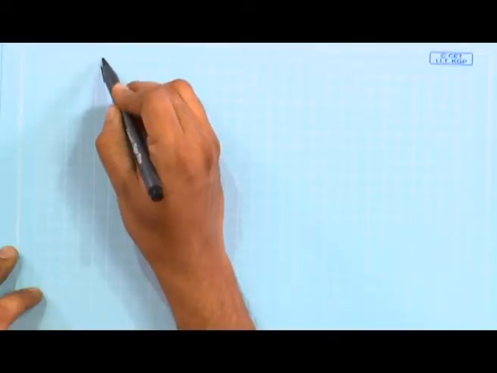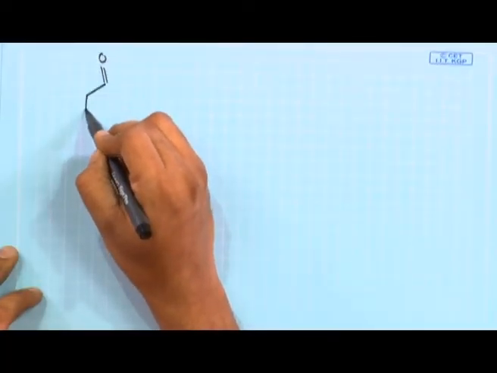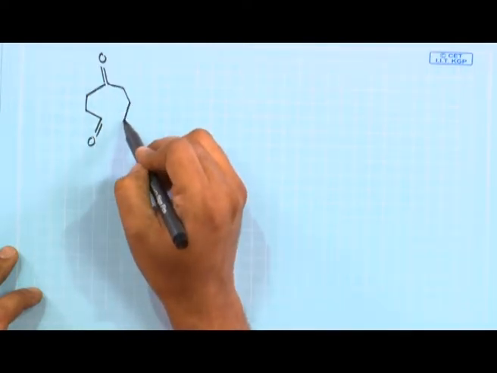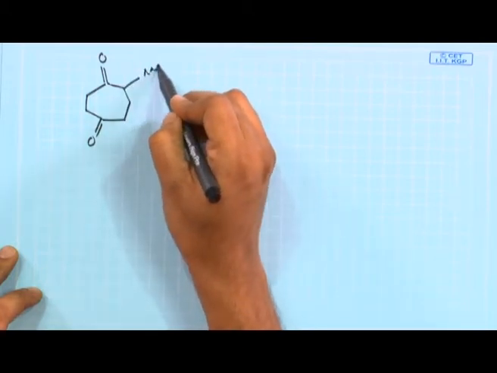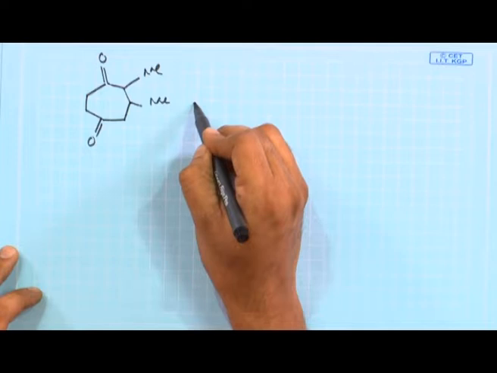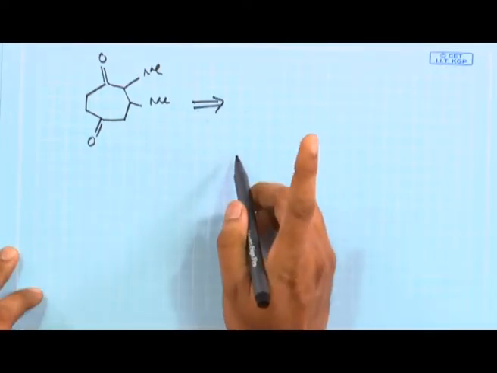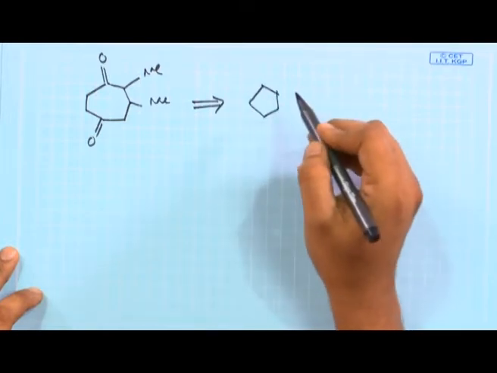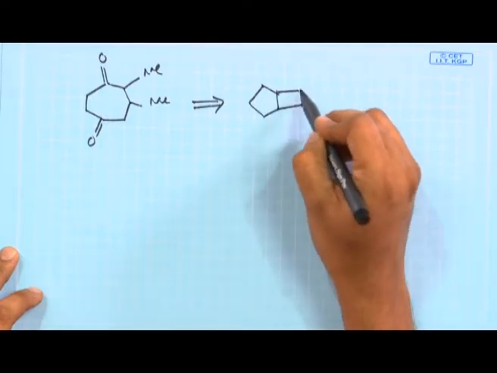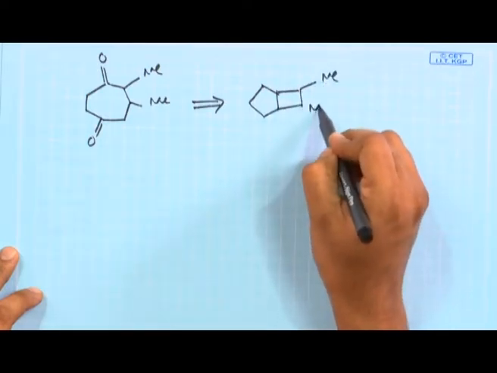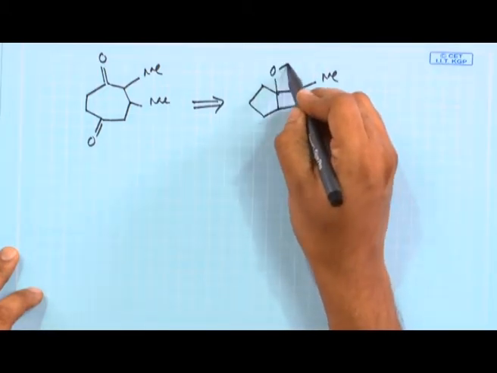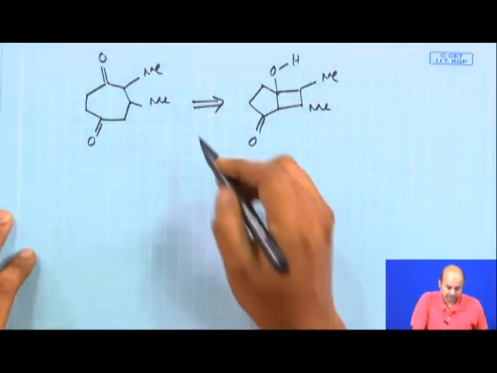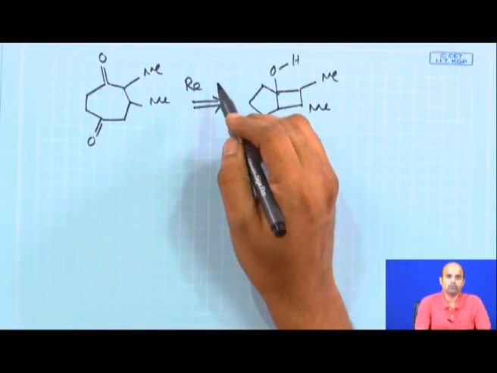Now, first again draw the target. This is our target molecule. By keeping in mind that a 7 member ring is a combination of a 5 member and a 4 member ring, we possibly can do a retro. See the retro very carefully; we can possibly do a retro based on this kind of transformation. Now, what is this transformation? It is basically nothing but a retro aldol reaction.